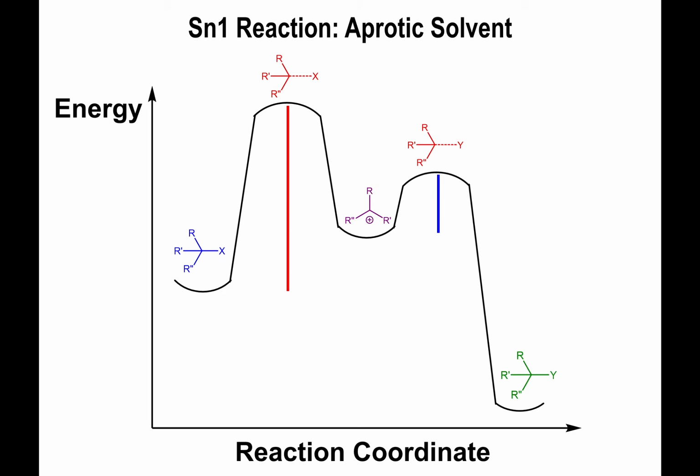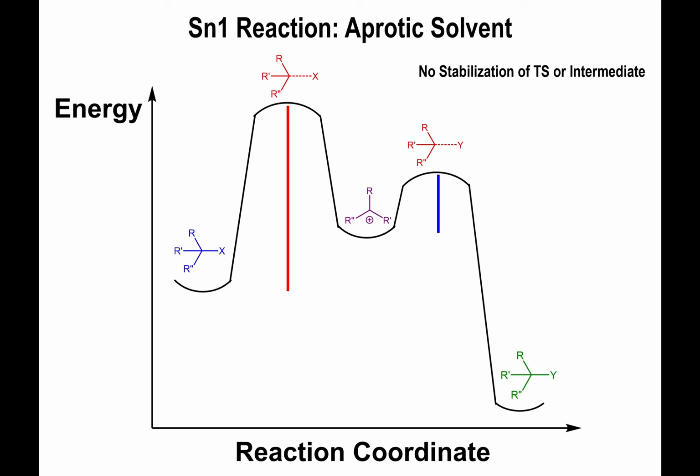Okay, so protic solvents seem to do the trick. Now, what about aprotic solvents? Because aprotic solvents were really good for Sn2 reactions. So what's the deal with them and Sn1 reactions?